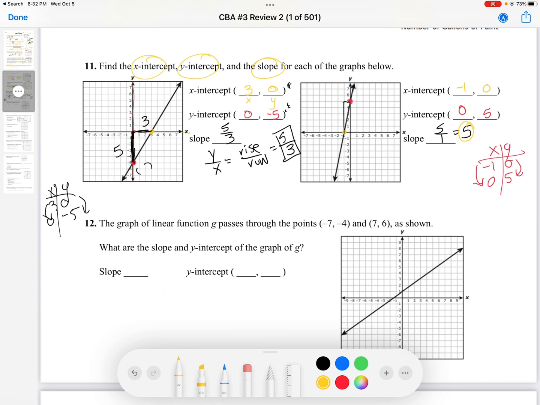Now for number 12, we're given 2 points. Says a graph of the linear function g passes through the points -7, -4, and 7, 6 as shown. So here's the graph. So pay attention to these points, right? And it says, what are the slope and Y-intercept of the graph of g?